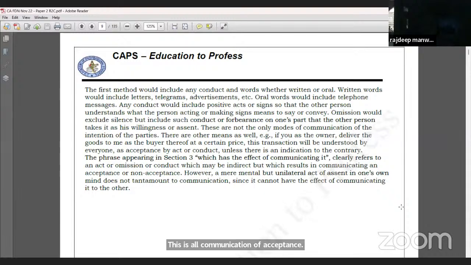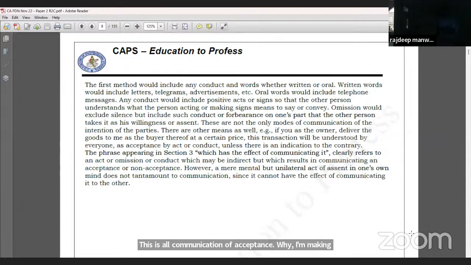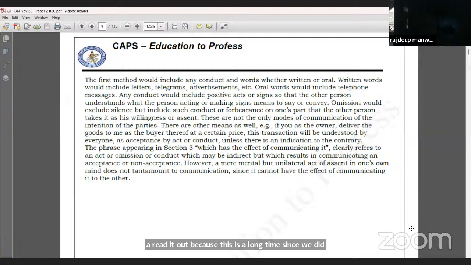Why am I making her read it out? Because it is a long time since we did it. When we did it the first time, you might not have understood because it was the second or third class which we did. Right? Yes.